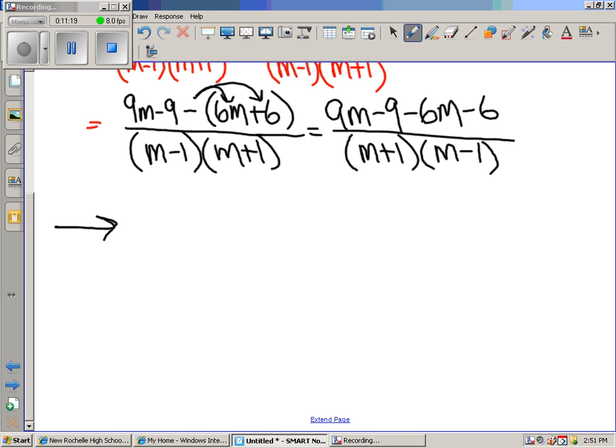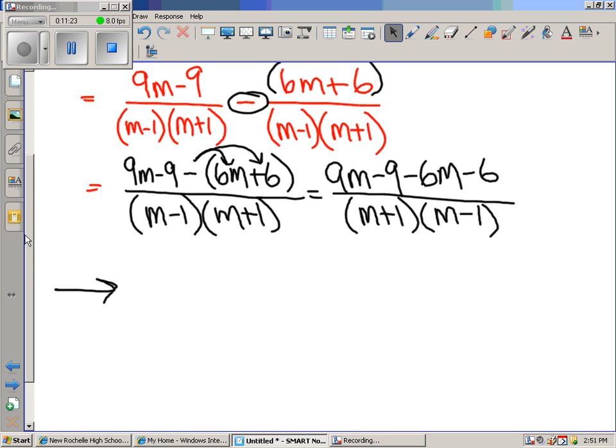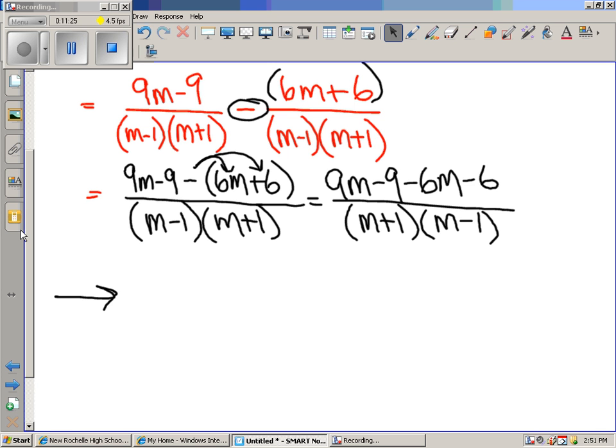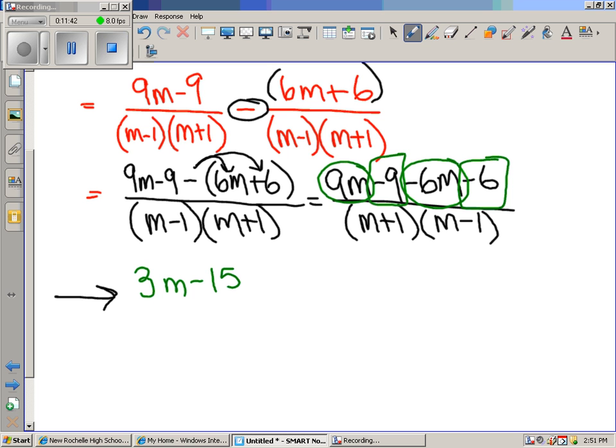Now let's check it out. Here's where we came from. Now we're going to combine like terms. This and this go together, and then these two go together. 9m minus 6m is 3m. Negative 9 minus 6 is negative 15. All over m plus 1, m minus 1.